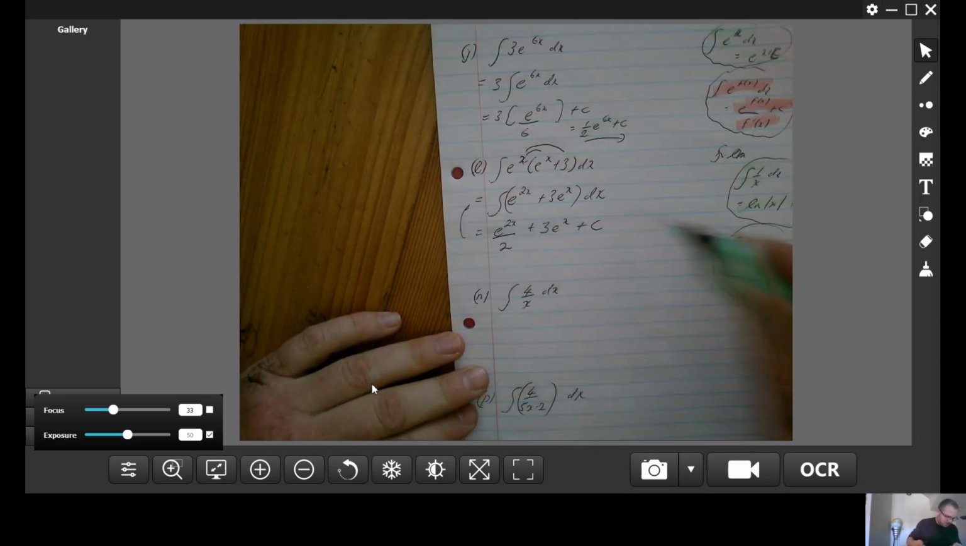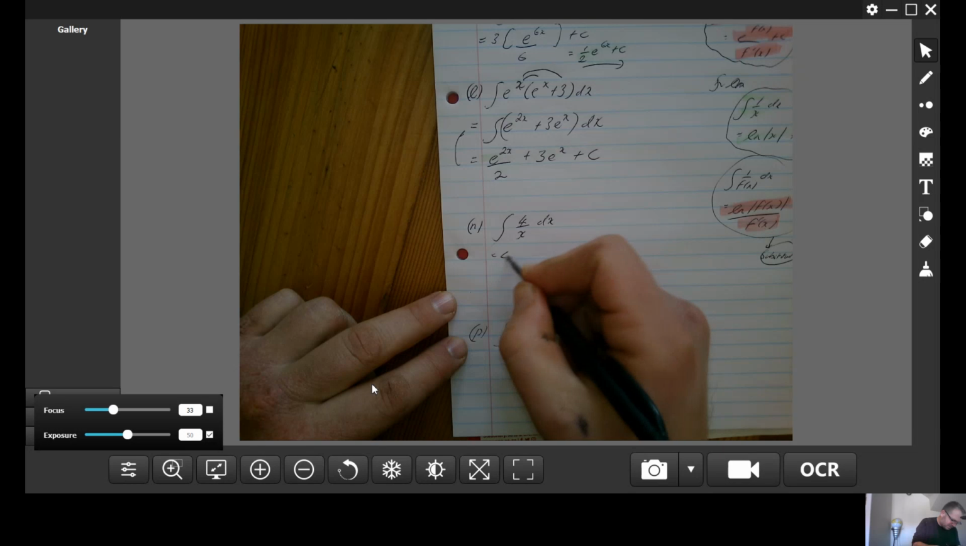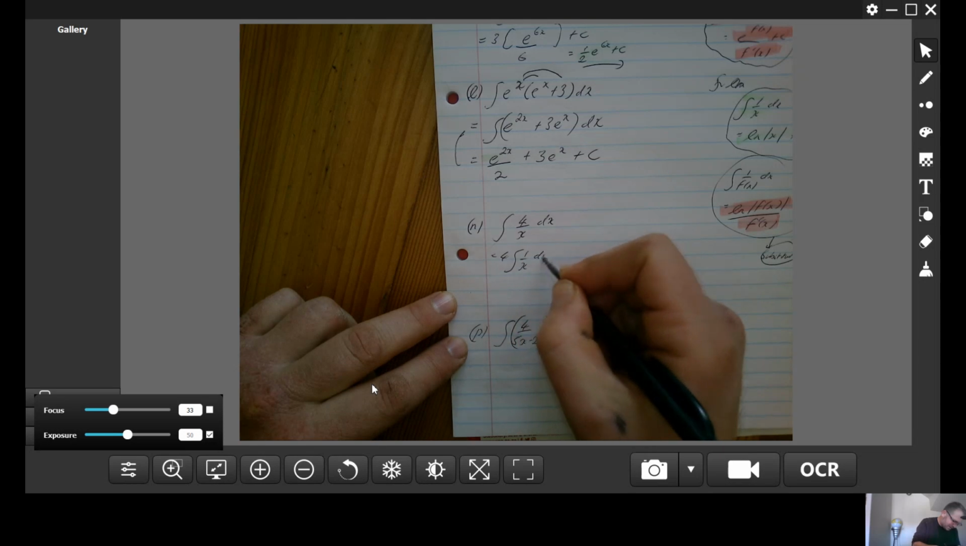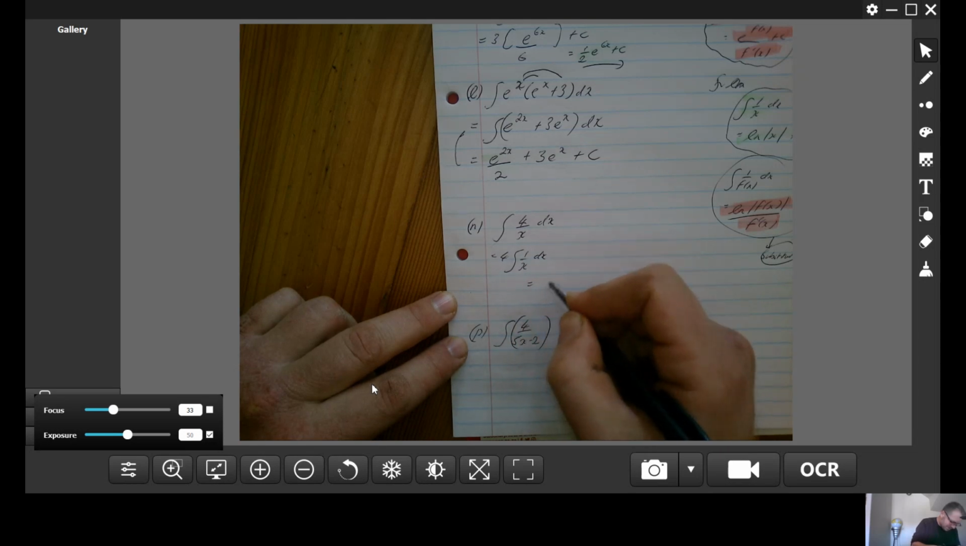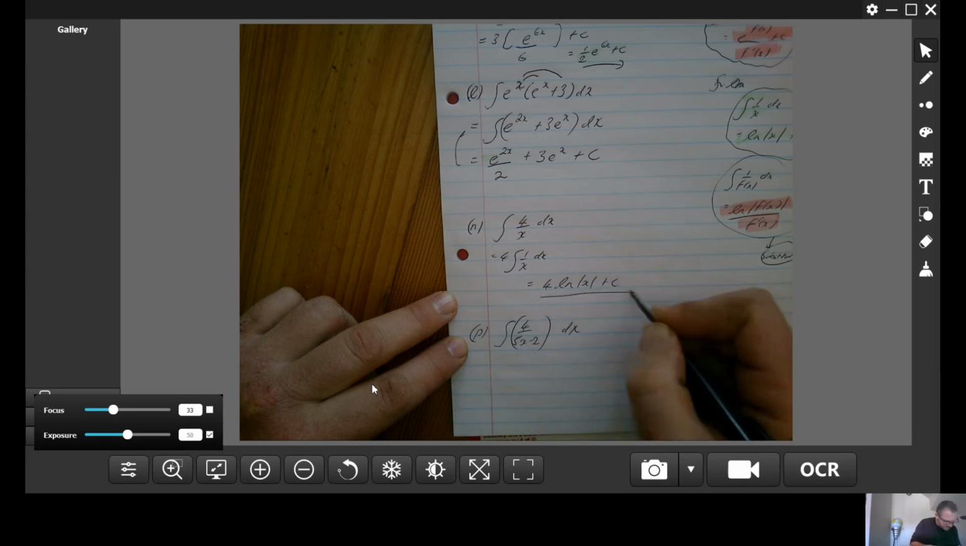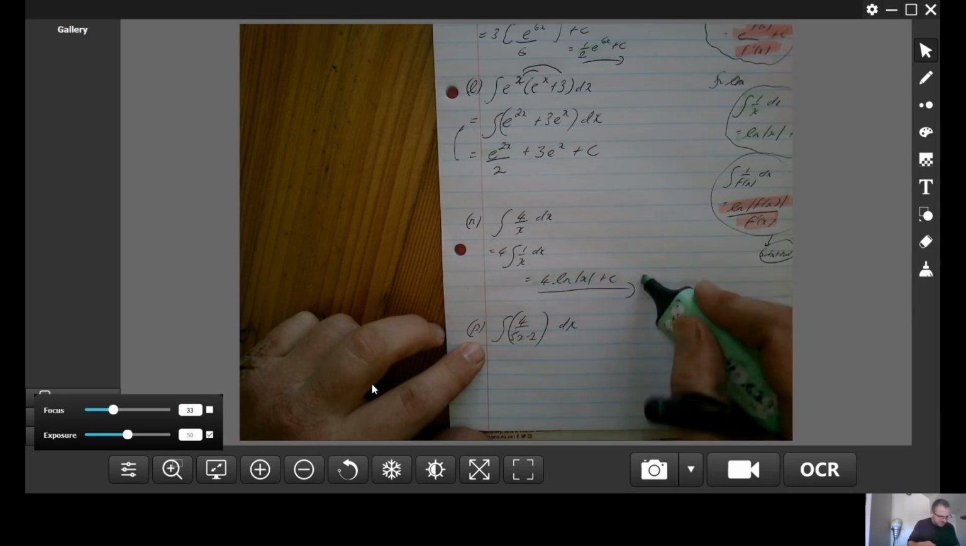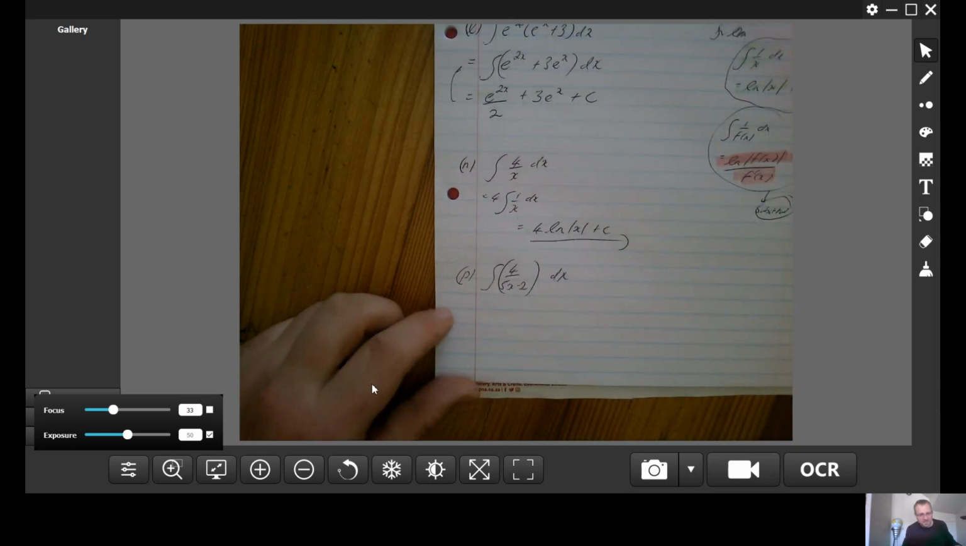All good. Right, N, the integral of 4 over x. Well, just take out the 4 and you get the integral of 1 over x with respect to x. Remember, that's going to become 4 ln of the absolute value of x plus a constant, which alleviates the problem of the restriction.